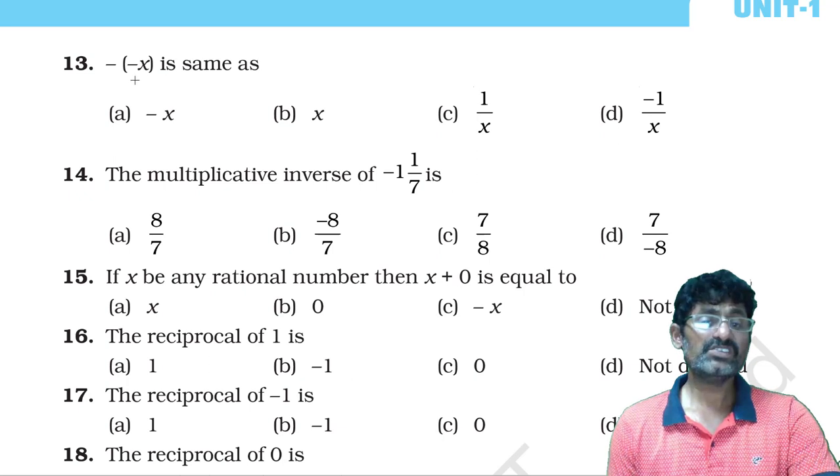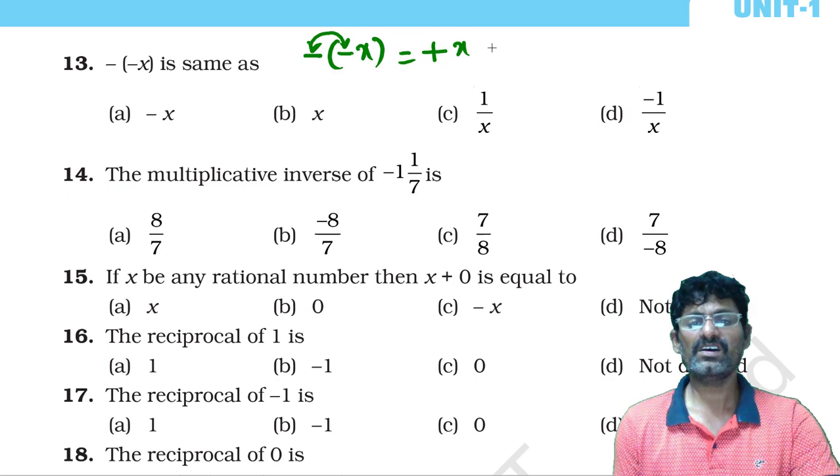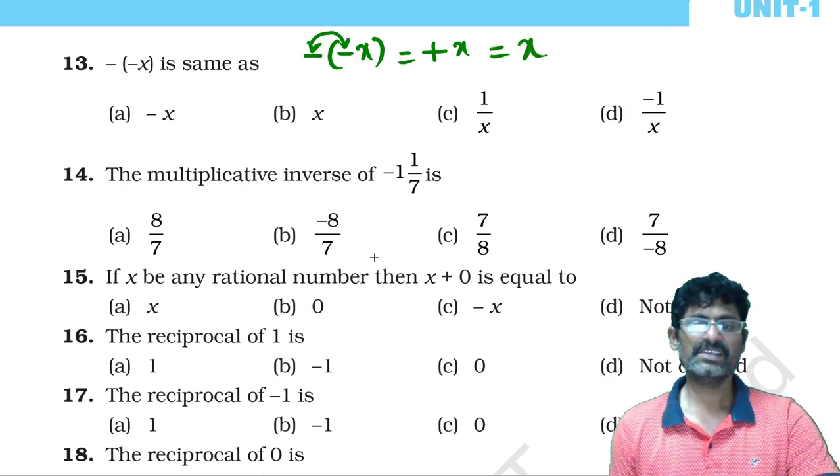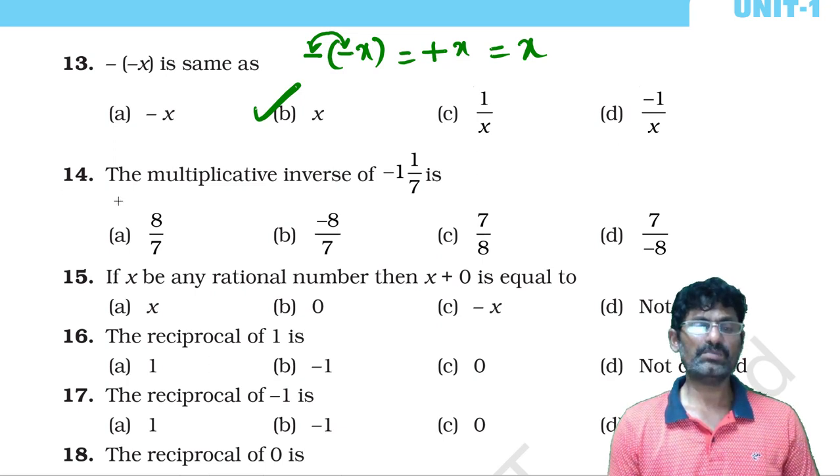13th problem. Minus of minus x is equal to, we know that minus times minus is plus. So this will be plus x, or simply we can write that as x. So option B is correct. Now let us see the 14th problem.